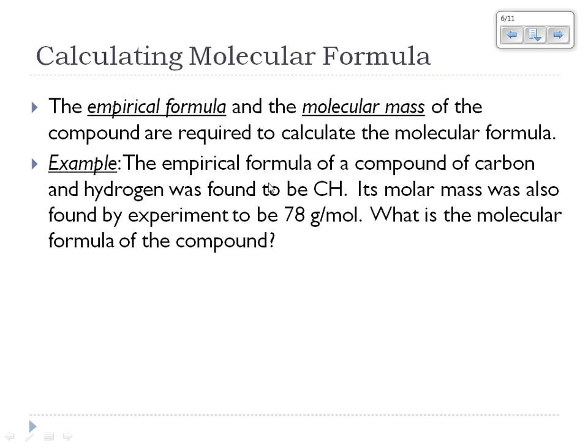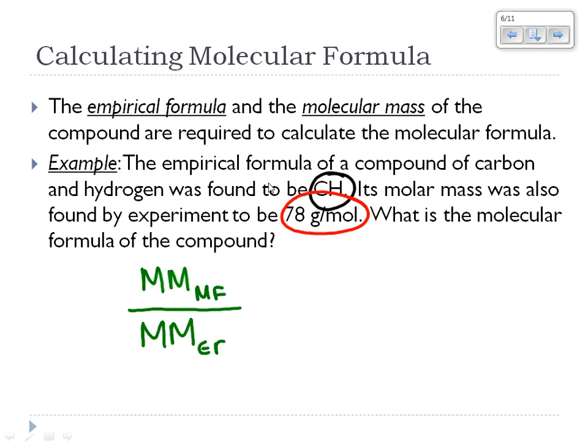For example, I found the empirical formula of a compound, and it was found to be C1H1, or just CH. Then it says its molar mass was also found by experiment to be 78 grams per mole. What is the molecular formula of the compound? This is really easy as long as you know the formula. The molar mass of the molecular formula divided by the molar mass of the empirical formula gives you a ratio.